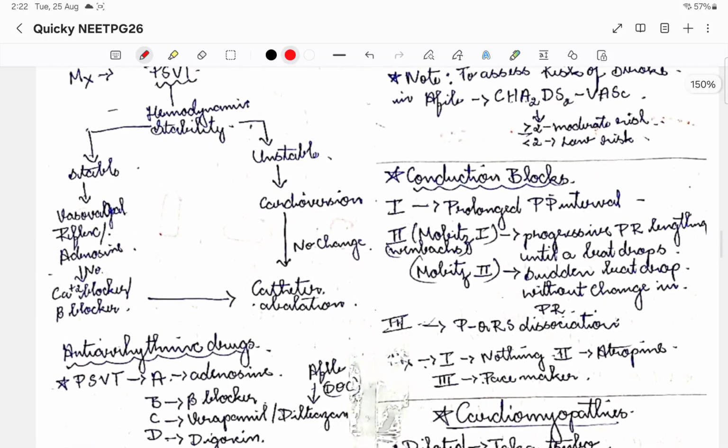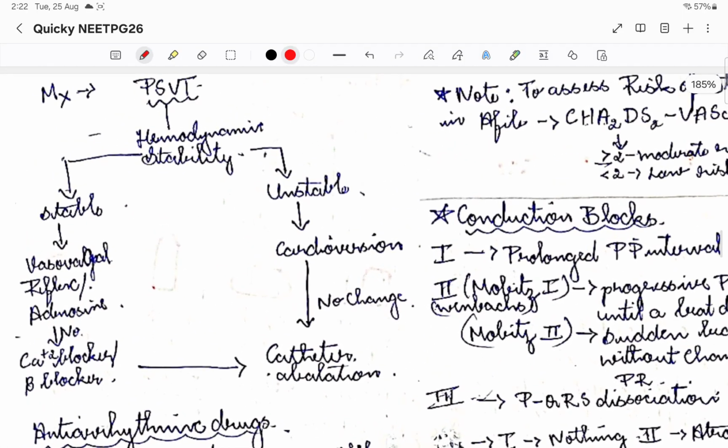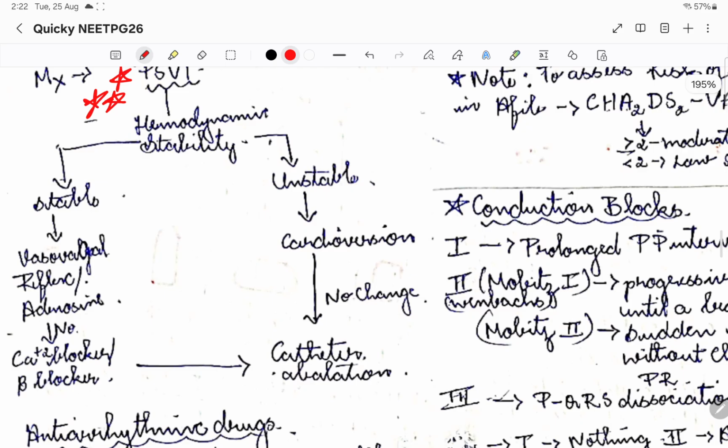Now coming to management of arrhythmia, which is very important. The management of PSVT is very important with respect to all the previous year questions. When the patient comes to you with palpitations, the first thing we'll do is check the vitals. If the vitals are stable, there is one protocol, and if the vitals are unstable, it is a different protocol that we'll follow.